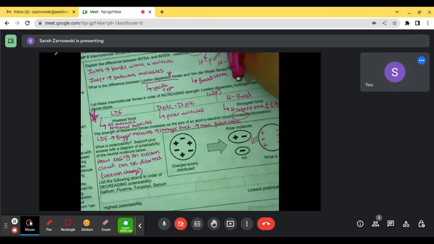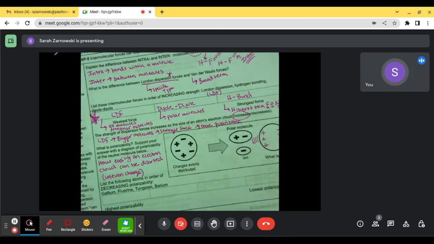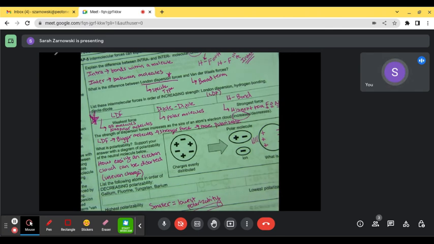Here we go. I want to list the following atoms in order of decreasing polarizability. So this is the lowest polarizability, and then we have the highest polarizability. What you're going to do is find these atoms on the periodic table. I like to think of it like this: smaller equals lowest polarizability, because you have fewer charges and weaker forces. Lower polarizability, so you are weaker.